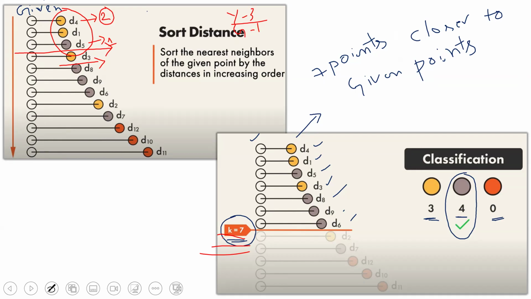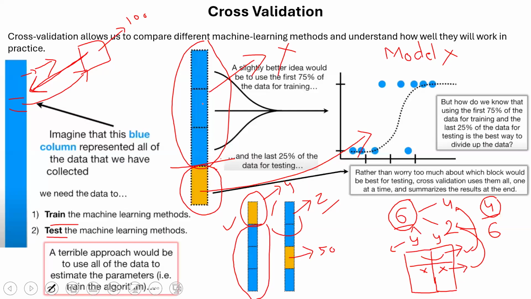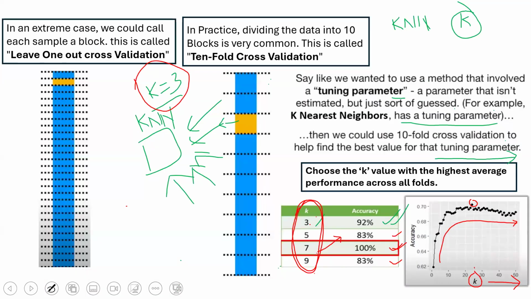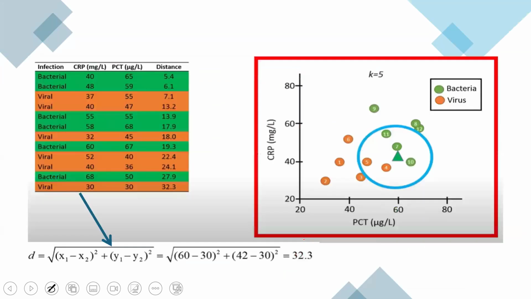Let's suppose you consider k equal to 3, and you might get 92% accuracy; k equal to 5, 83% accuracy; k equal to 7, 100% accuracy. So you will go with k equal to 7 and train your model, preparing it for further classifications of the new data points that are given.